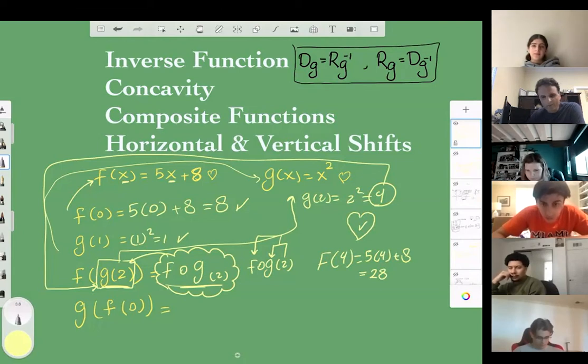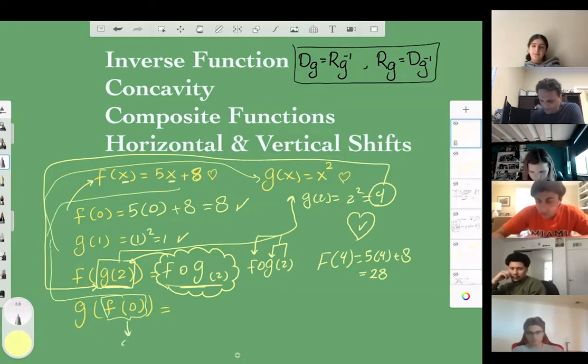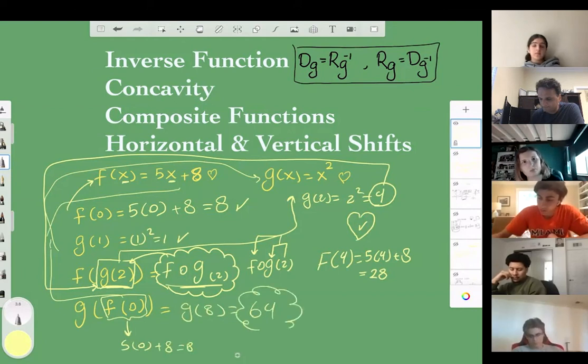What is g of f of 0? Again, the parenthesis f of 0. You will look at the f of x, which is here, 5 times. So f of 0 will be 5 times 0 plus 8. The answer is 8. Then g of 8 will be 64. Any question?